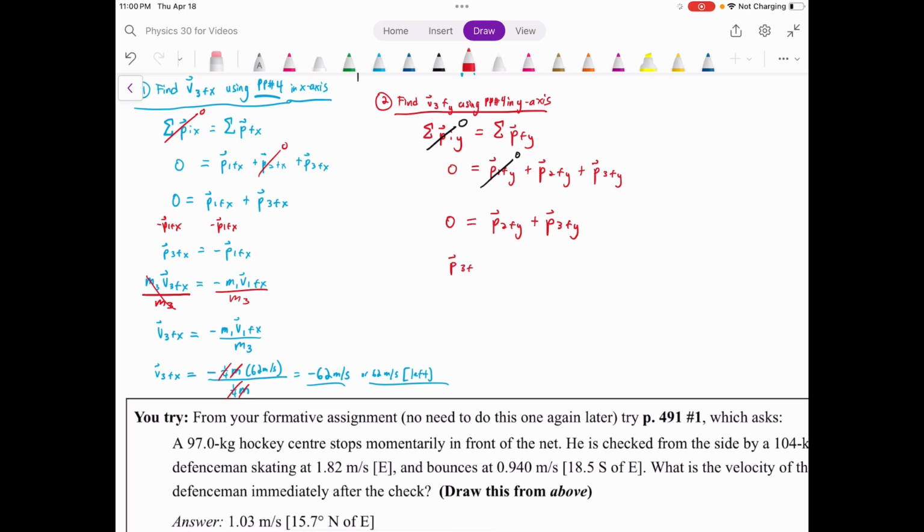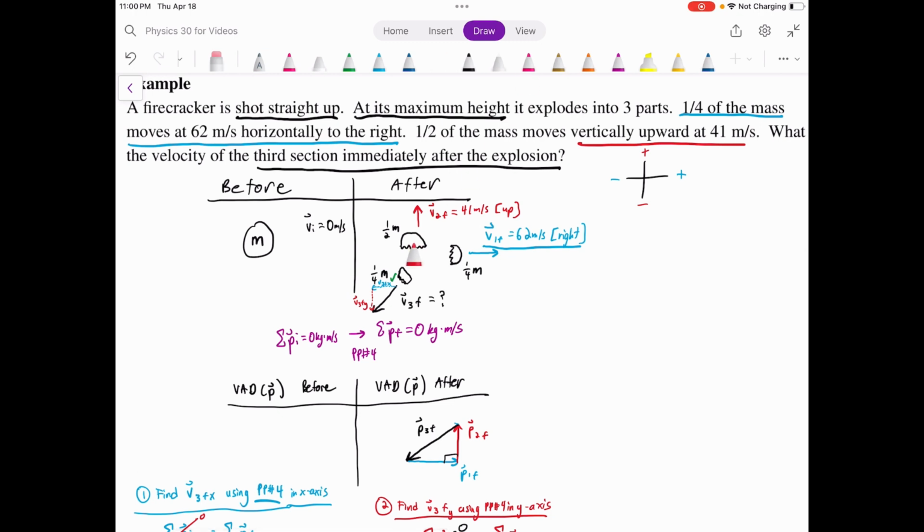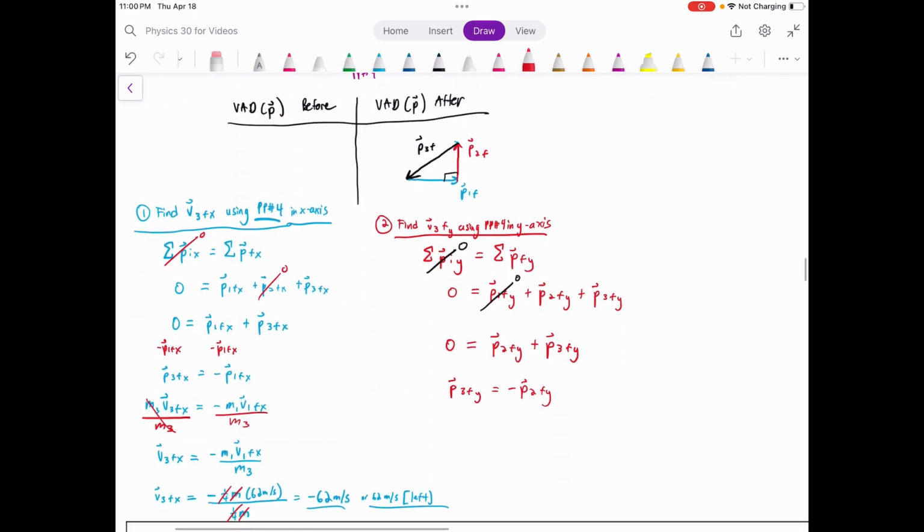If I subtract the final y component of object 2's momentum from both sides, I end up with this, right? And look what we're saying. The momentum of object 3, its final y component, needs to be the same size, but in the opposite direction as object 2's final momentum in the y-axis. In other words, however much momentum this has up, this needs to have down so that they cancel each other out and there's no momentum in the y-axis afterwards, which we know has to be true because there was no momentum in the y-axis before the explosion.